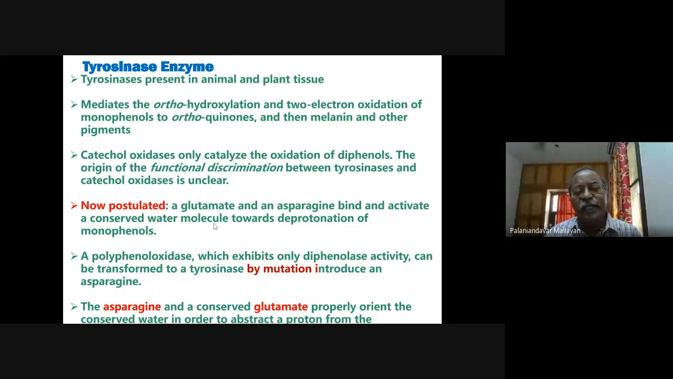Catechol oxidase doesn't have this glutamate, so, I'm sorry, wait. So you have asparagine also involved. By mutation, you introduce an asparagine. So tyrosinase differs from catechol oxidase by the presence of asparagine. So that asparagine combined with the glutamate in catechol oxidase, you get tyrosinase, right? And also, as I said, there is a conserved water molecule, known as the copper, to abstract a proton from the monophenol. So they are both the same, but they are obtained by mutation.